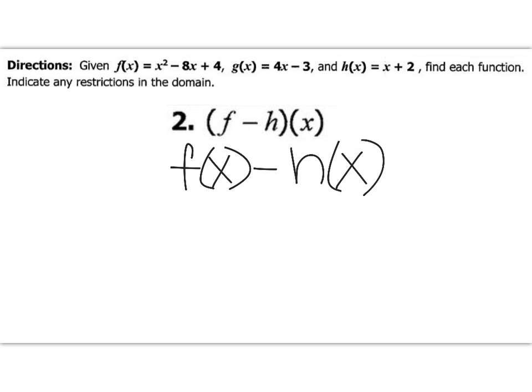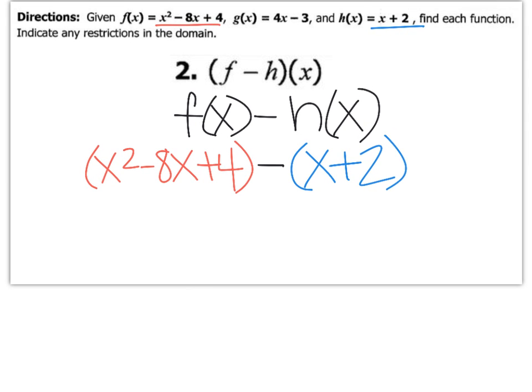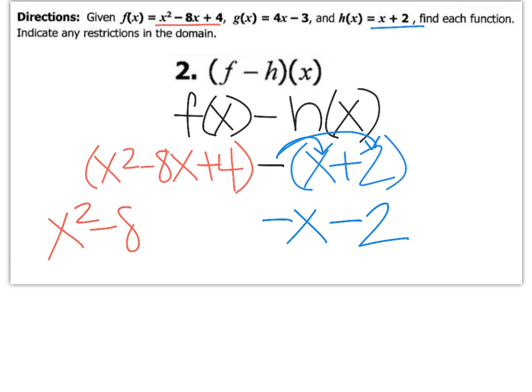And then we want to substitute in the values for what f of x equals and what h of x equals. So we know f of x equals x squared minus 8x plus 4, and then we're subtracting h of x, or x plus 2. Now the important thing to remember when we're dealing with difference is that we have to distribute this negative sign to both terms inside the second parenthesis. So we would rewrite this as minus x minus 2. And then we want to rewrite the first parenthesis, the first function, and we can drop the parentheses.